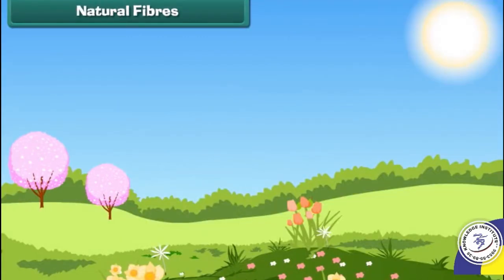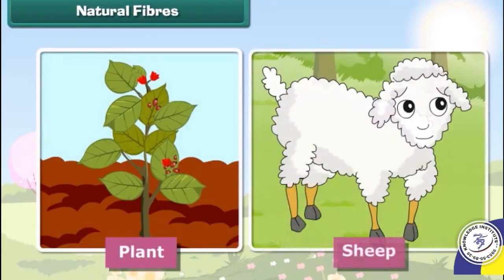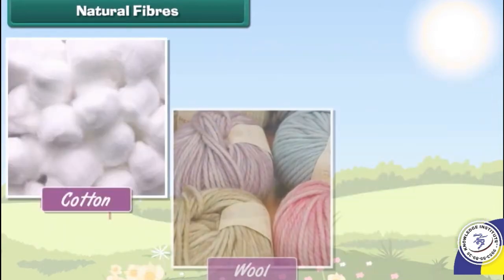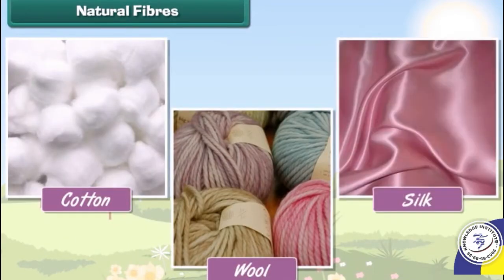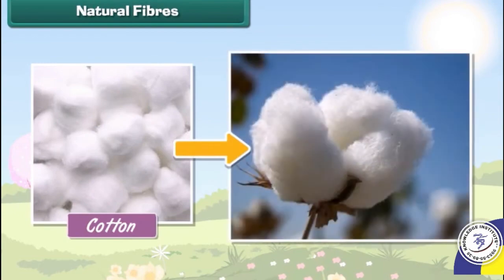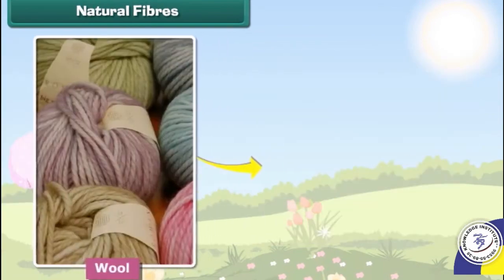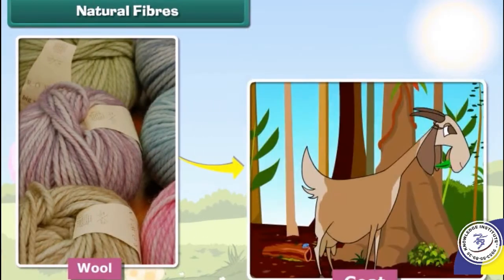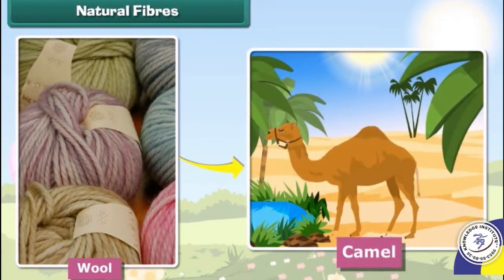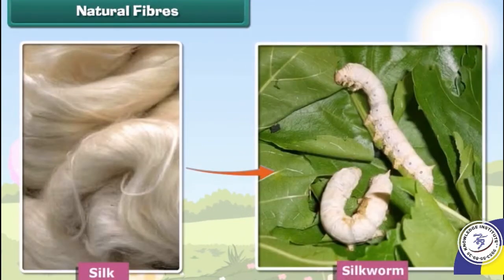Natural fibers. Natural fibers are made from plants and animals. Some natural fibers are cotton, wool, and silk. Cotton is obtained from plants. Wool is obtained from sheep, goats, and camels. Silk is obtained from silkworms.